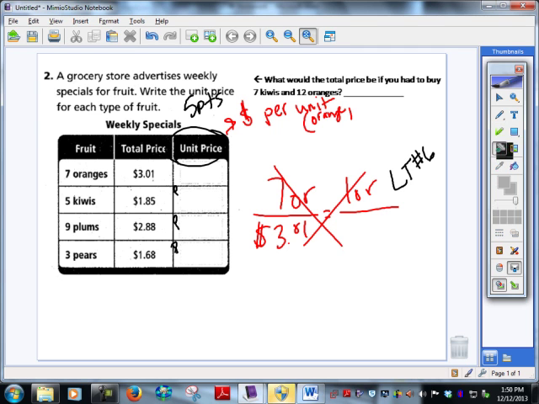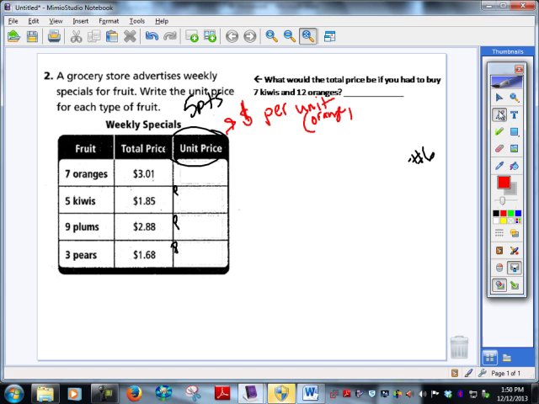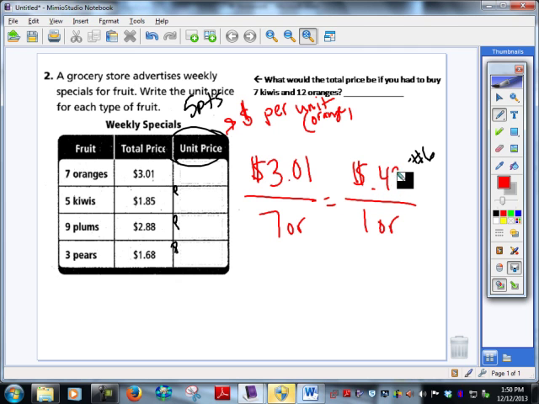You have to flip it over, and you have to put money on the top. So the first proportion here is 301 over 7 oranges. And I want to know the unit rate for how much does it cost per orange. Video, what is the answer here? 43 cents. So that would go right here. So the unit price for oranges is 43 cents.